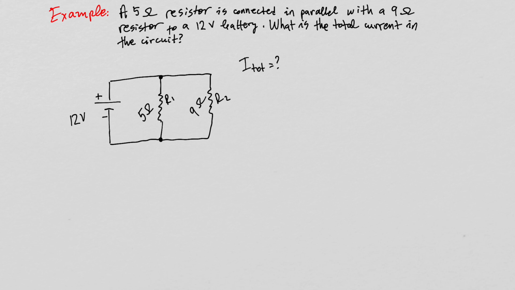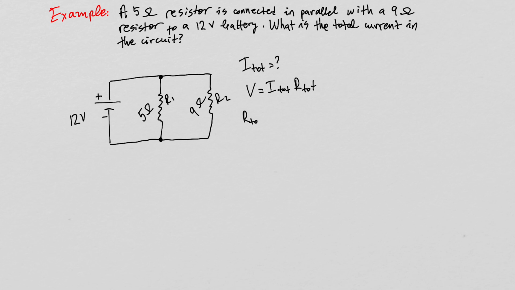So in order to find the total current in the circuit, we have to use Ohm's law for the entire circuit. Ohm's law for the entire circuit says that the voltage supplied to the circuit is equal to the total current times the total resistance of the circuit. Since we don't know the total resistance, that is the thing that we need to calculate first.